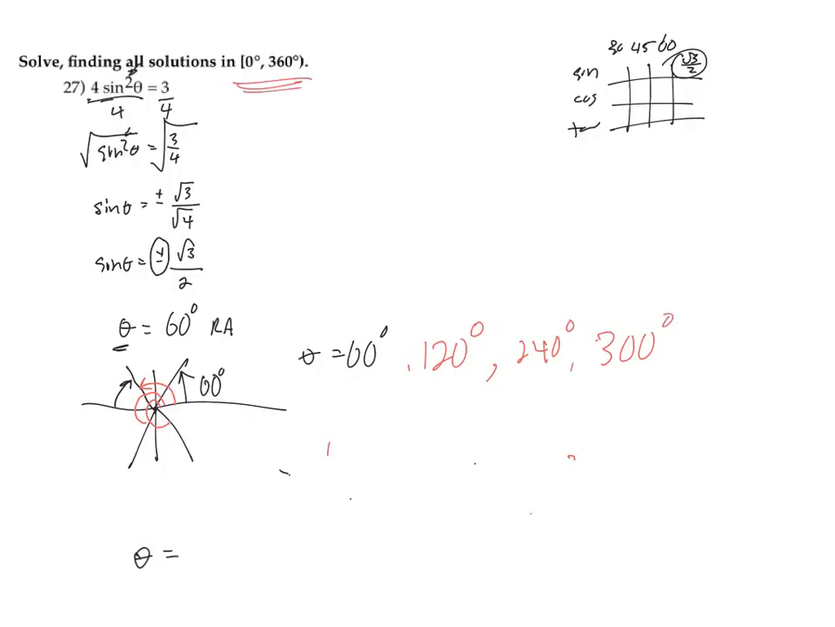In the question, they wanted the answer in degrees, so I can leave it in degrees. If I needed to convert it, I could always use that conversion. This one would be pi over 3, this one would be 2 pi over 3, 4 pi over 3, and 5 pi over 3. Alright, so that's one question. Here's another.